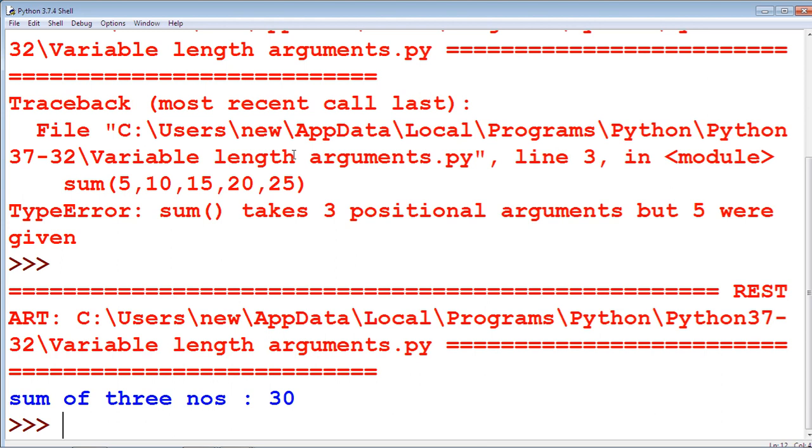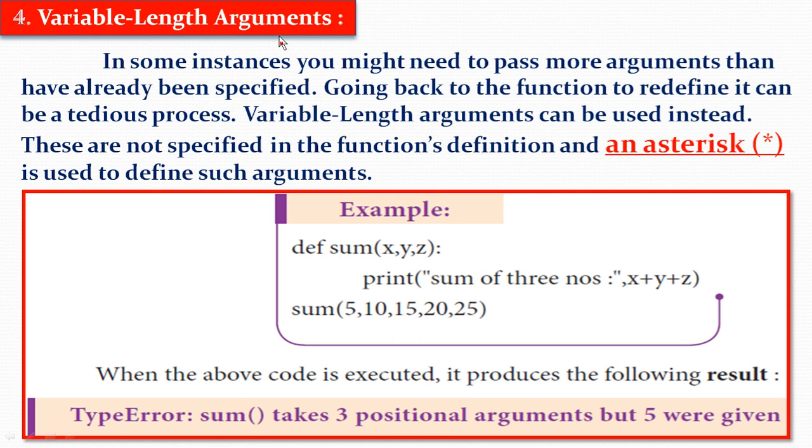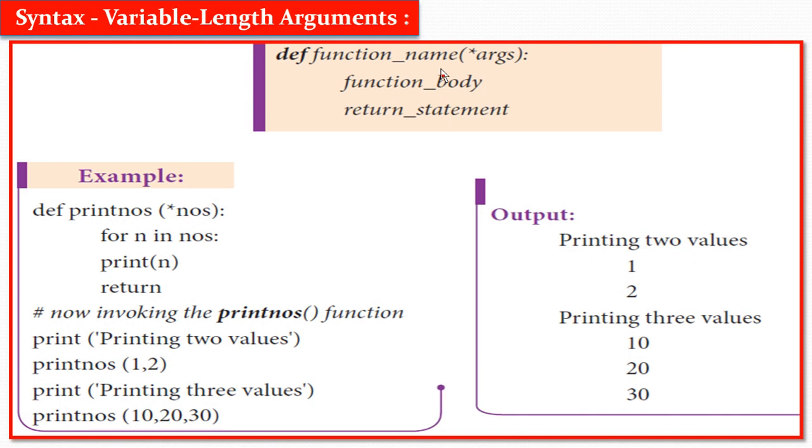So this is the very drawback of the function. To rectify this error, we can use variable length arguments. See this example, the syntax for variable length arguments. Def function name, asterisk arguments. Def function name, simply one argument here, but it is denoted by an asterisk. Function body, return statement. Here is an example.